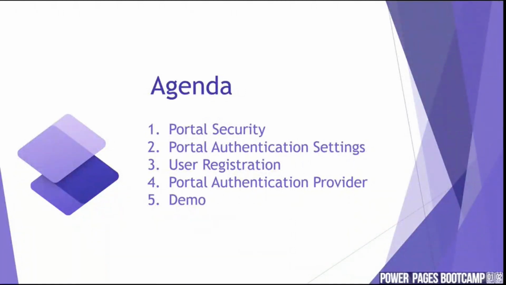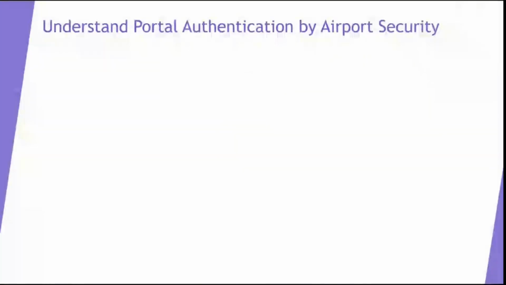So I'll quickly start with portal security with a very basic, real-time example of airport security. I know it's quite basic for everyone, but for those who are very new to this Power Apps portal and are still struggling to find information like what is an anonymous user, what is authentication, what is a web role, what are table permissions, this is a single example through which you can imagine all the portal security components.